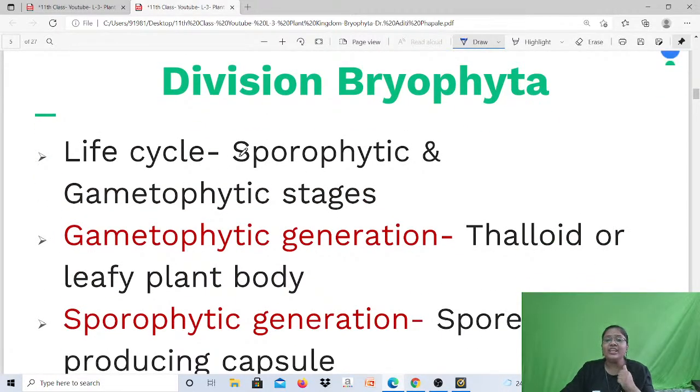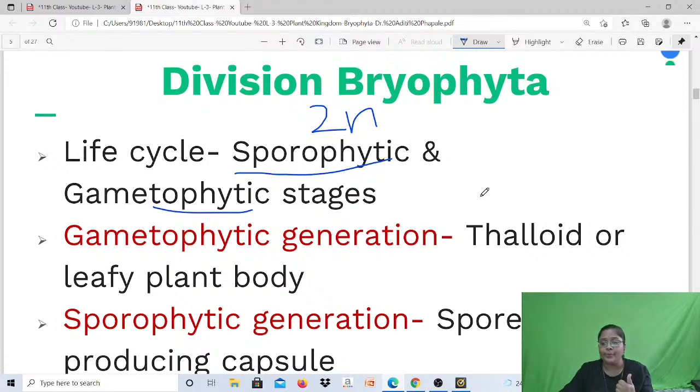The life cycle in Bryophyta is both sporophytic as well as gametophytic. Alternation of generation is seen in bryophytes. Sporophytic generation is always diploid. Remember, it is 2N, which means the cells present in it have two sets of chromosomes. Whereas gametophytic is indicated by small letter n. It means the cells have one set of chromosomes only.